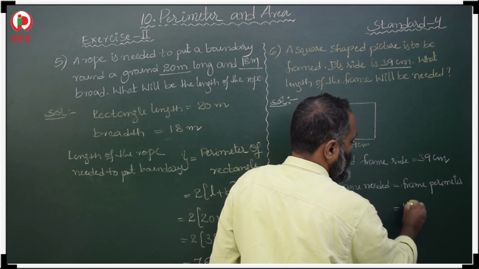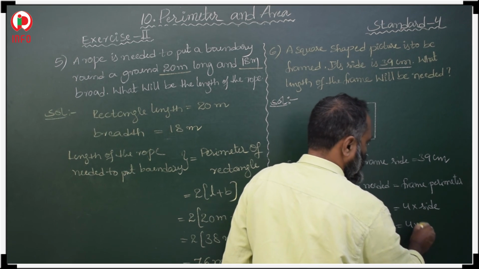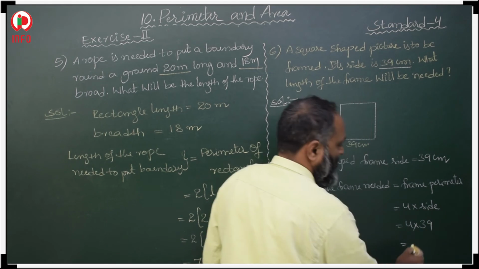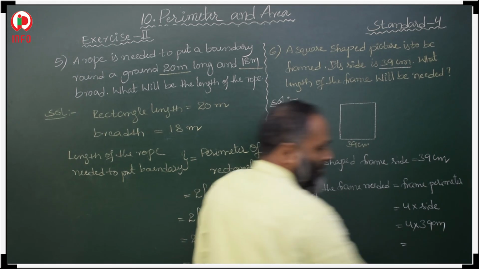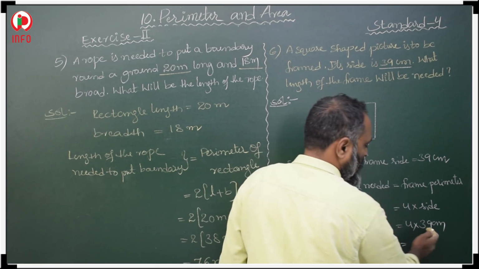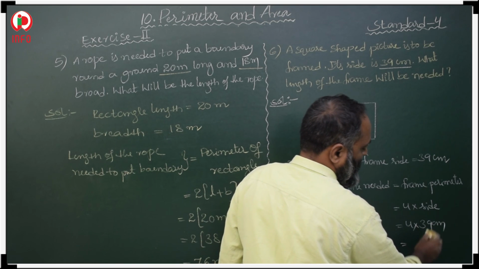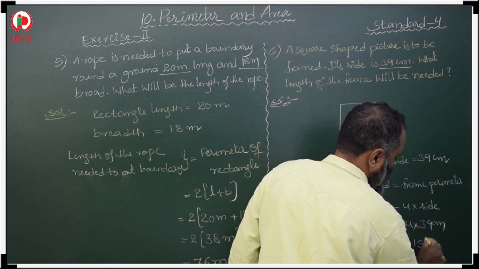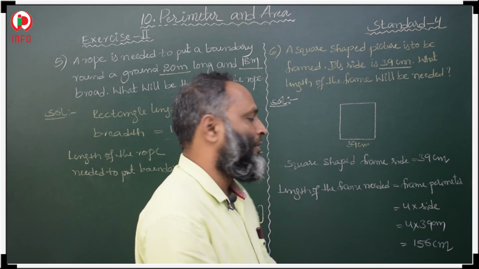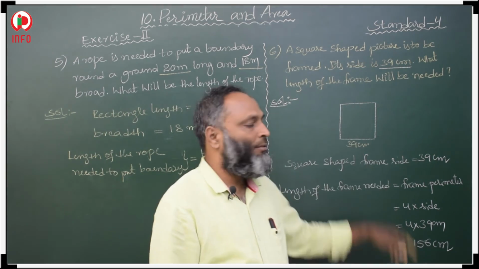Square perimeter means 4 into side. What is the side here? 39 centimeters. So now multiply 39 with 4. 4 9s are 36, 3, 4 3s are 12, 13, 14, 15. 156 centimeters. So this much length of frame we need to frame a square shaped picture. Okay.